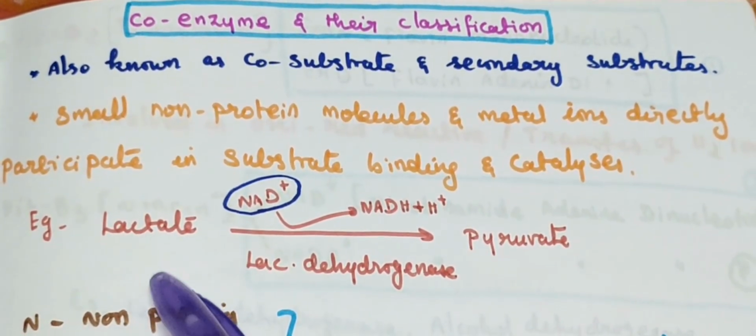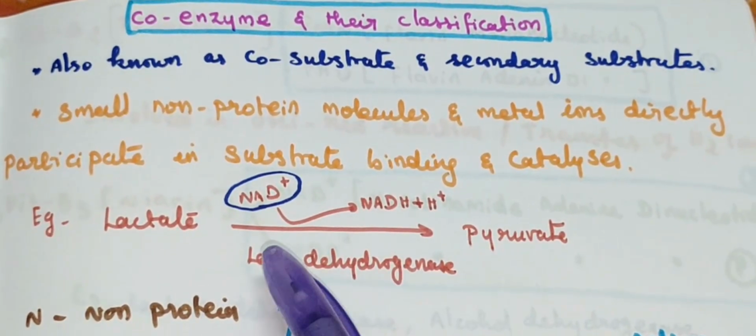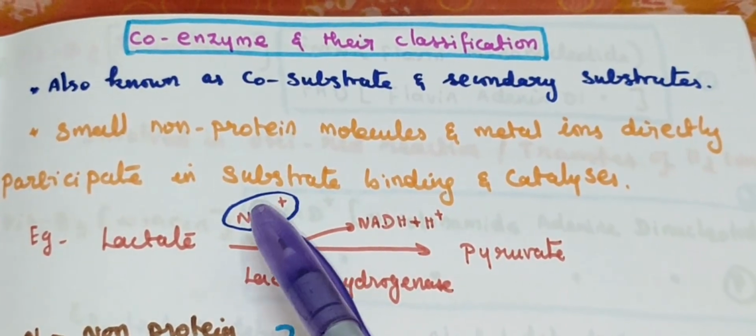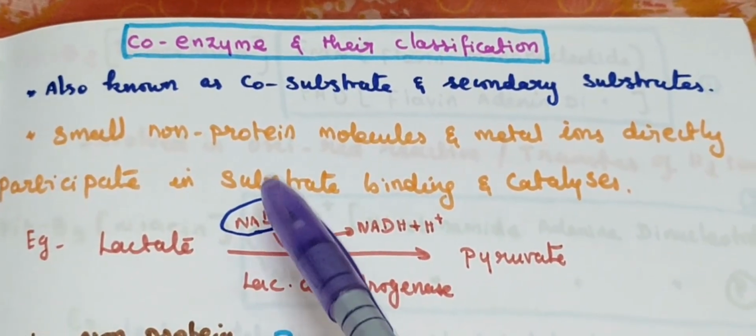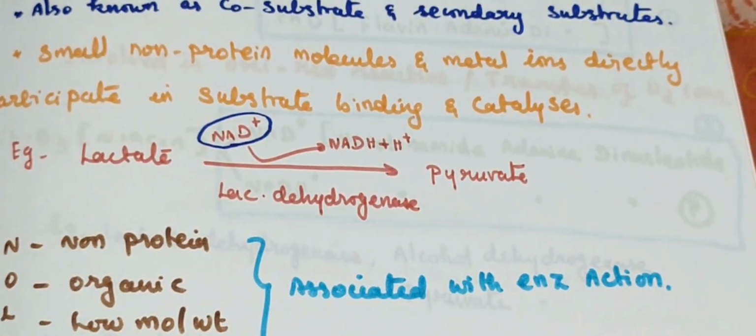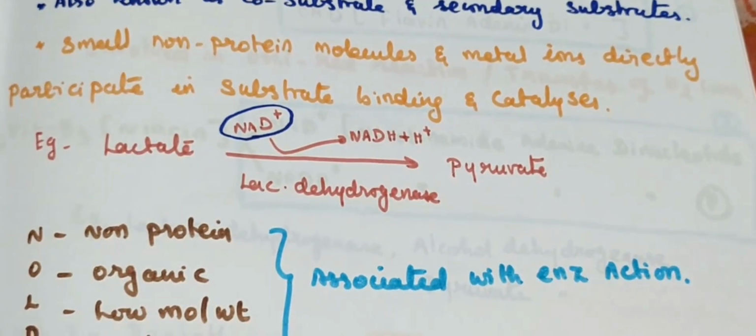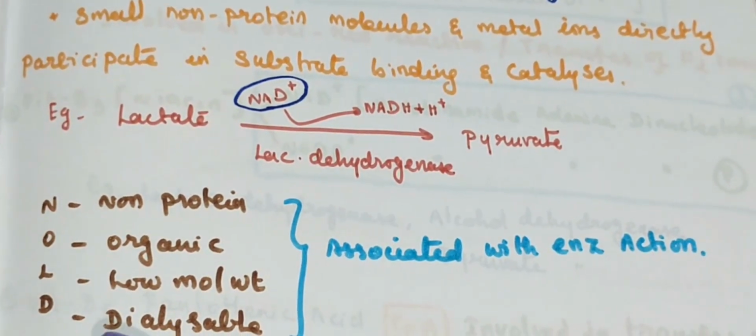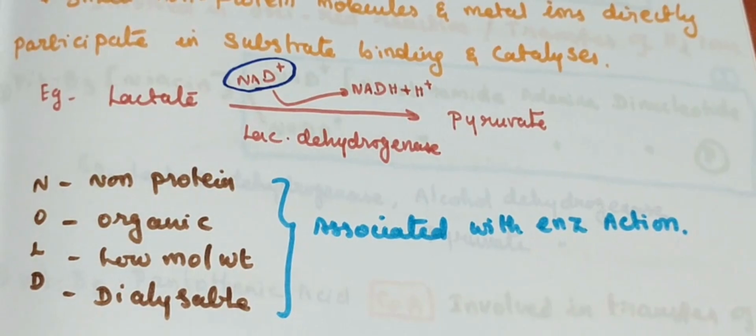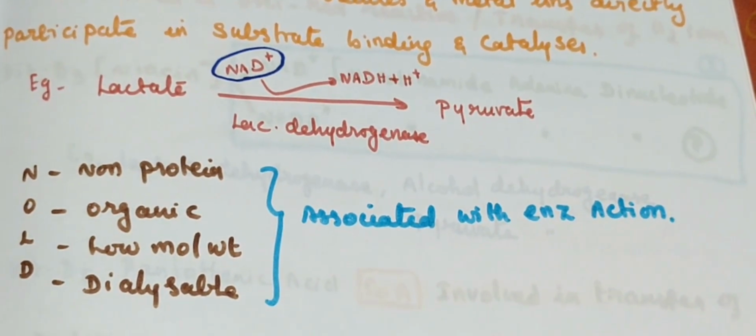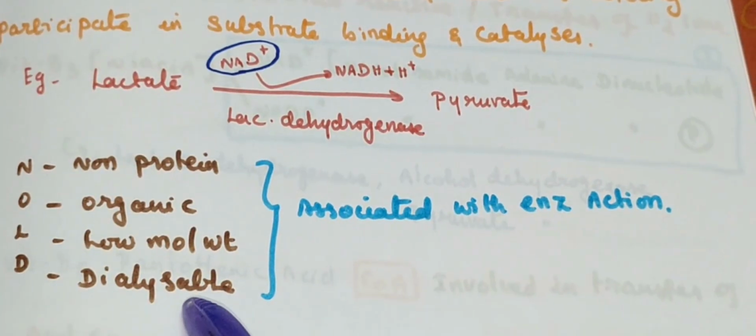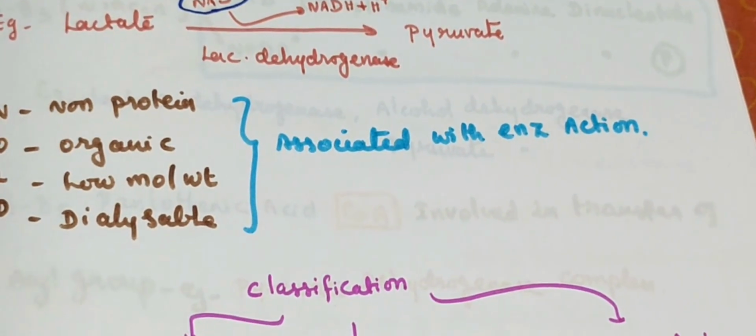For example, lactate is converted into pyruvate with the help of the enzyme lactate dehydrogenase. Here NAD is the coenzyme, and it also takes part in this reaction. It is a non-protein organic low molecular weight dialysable molecule associated with enzyme action, so it is easily separable. Dialysable means separable.